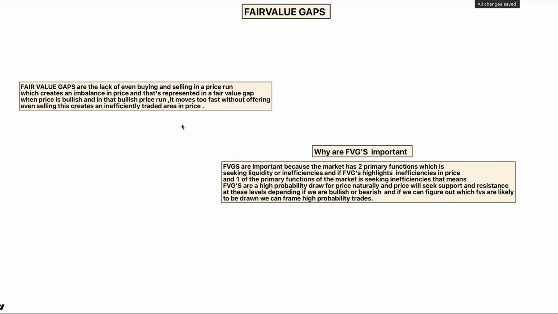Fair value gaps are important because the market only has 2 primary functions. The market is only ever doing 2 things, which is seeking liquidity or inefficiencies. And if fair value gaps highlight inefficiencies in price, and one of the primary functions of the market is seeking inefficiencies, that means that fair value gaps are a high probability draw for price naturally, and price will seek support and resistance at these levels depending on if we're bullish or bearish. And if we can figure out which fair value gaps are likely to be drawn to, we can frame high probability trades around them because they're a key function of what price naturally does.